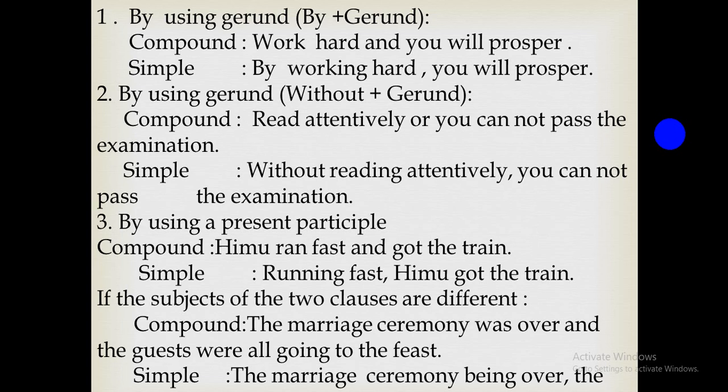Number 3, by using a present participle. Compound sentence: Himu ran fast and got the train. If the first clause is assertive, both the clauses are joined by the conjunction "and", and it can be changed into a simple sentence by using a present participle. Here you have to add ing with the present form of the verb of the first action of the two. If the subjects of the two clauses are same, you have to use the first subject in place of the second subject. You also have to use a comma instead of "and".